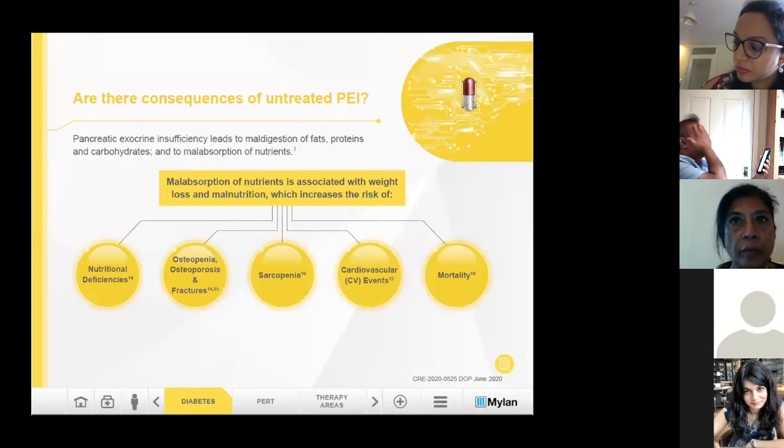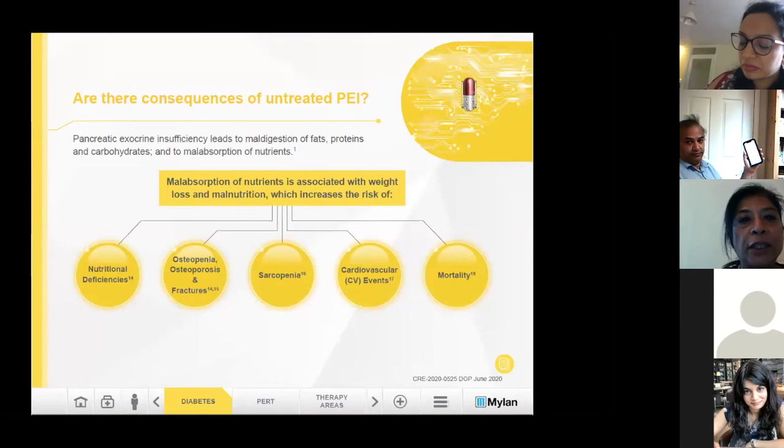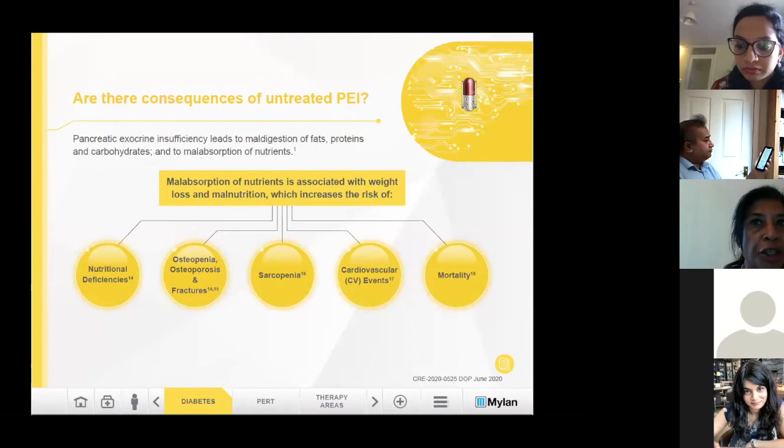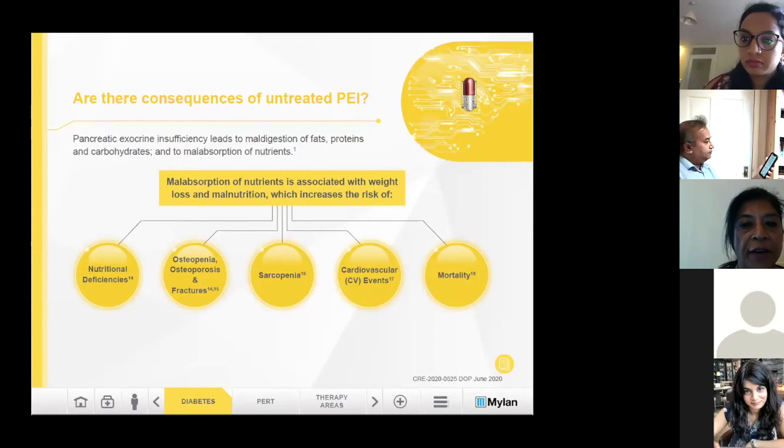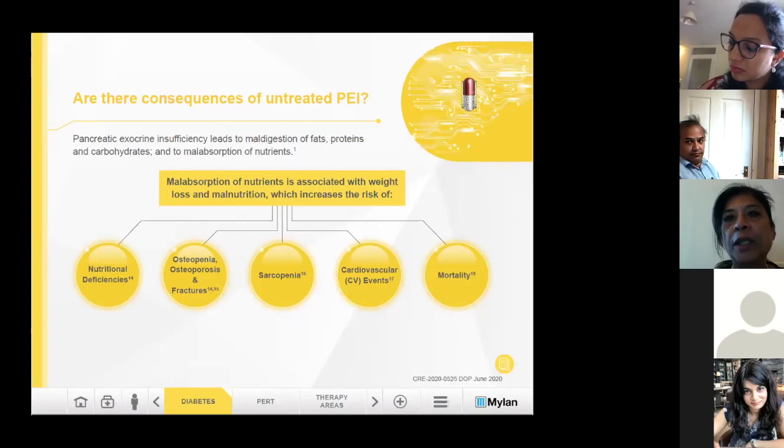So we've discussed the prevalence and the symptoms of PEI, but what are the consequences of not treating PEI? Well, as we've discussed, PEI leads to maldigestion of fats, proteins, and carbohydrate, and of course, malabsorption of nutrients, which is associated with weight loss, and malnutrition will increase the risk of nutritional deficiency, osteopenia, osteoporosis, fractures, sarcopenia, mortality, and of course, cardiovascular events.